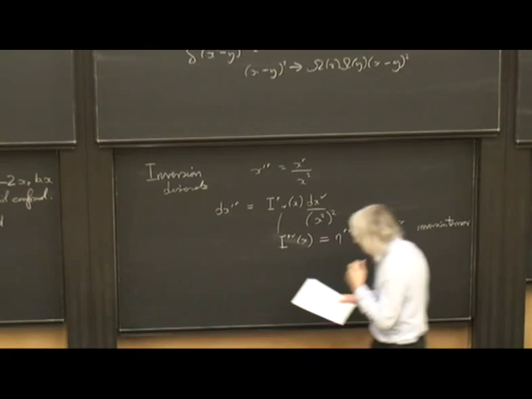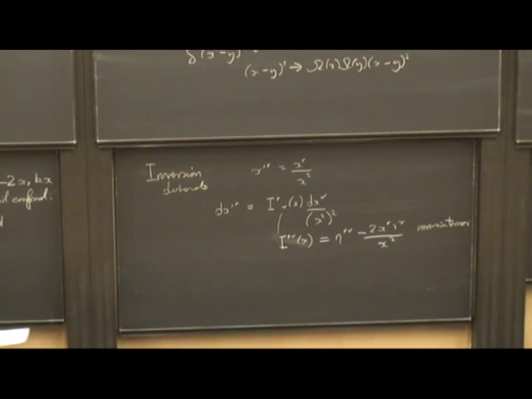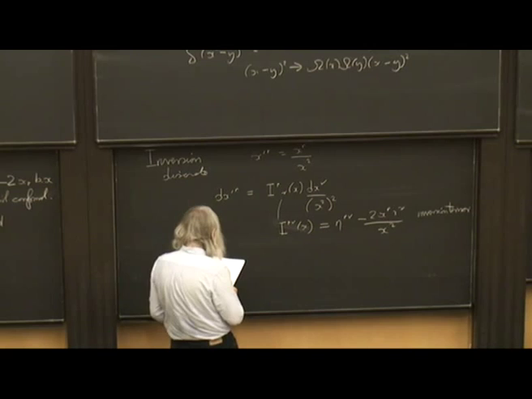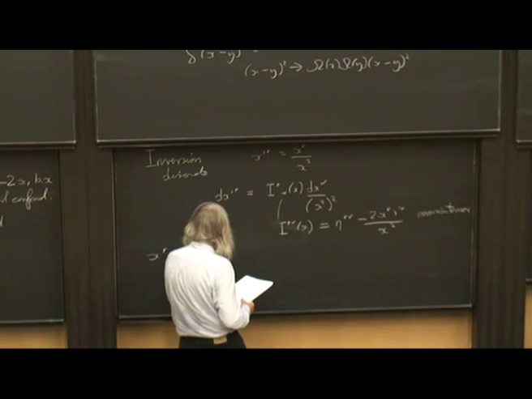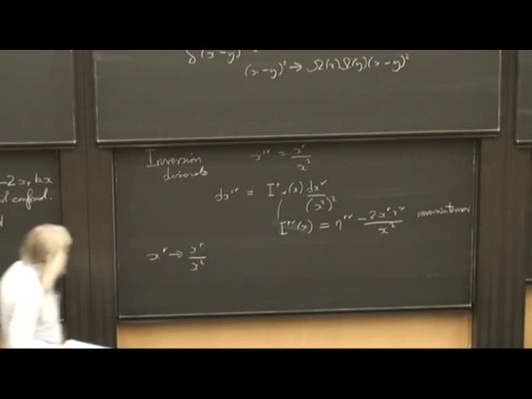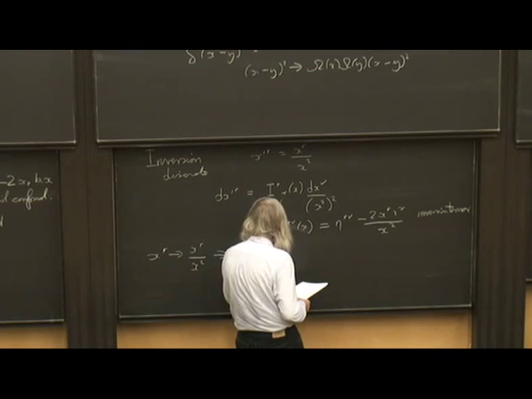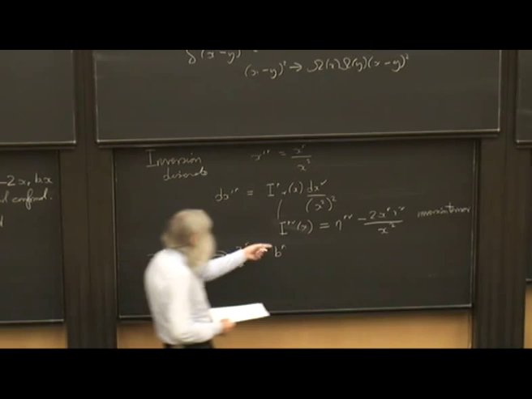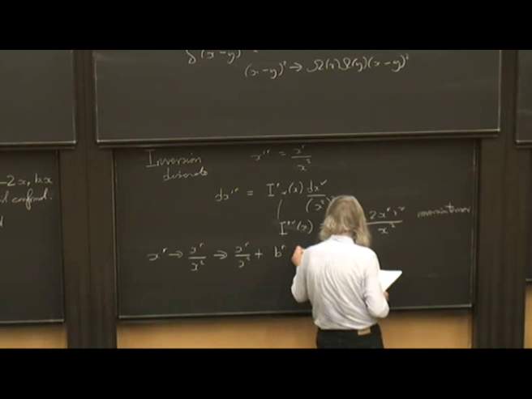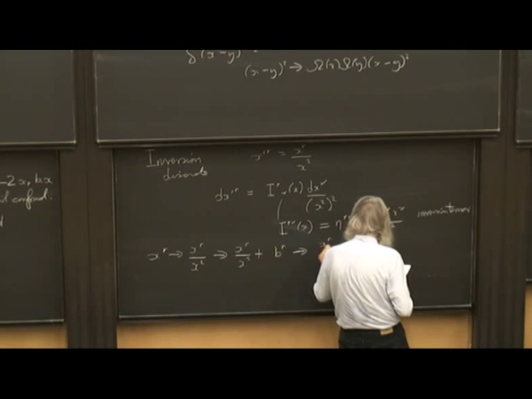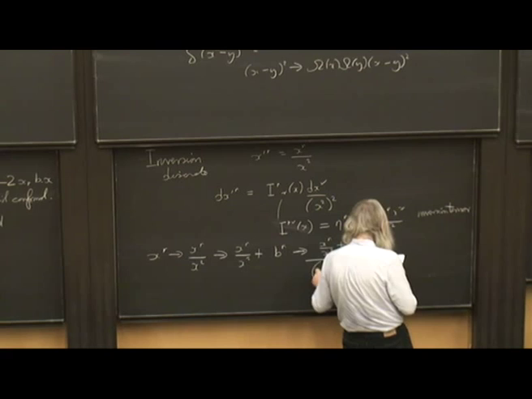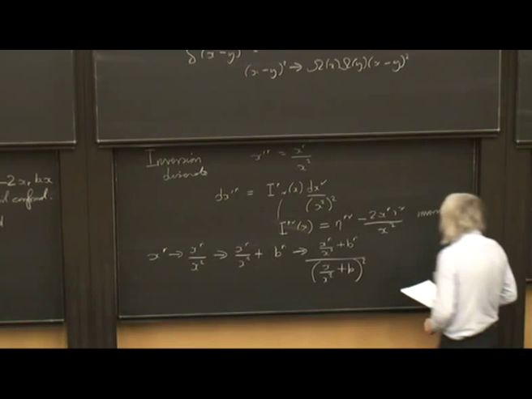Now, one thing one can note, by the way, is that if we consider the following sequence of transformations. Supposing we do an inversion, and then we do a translation. So this is an ordinary translation. Then we do another inversion. So we do two of these inversions with a translation in the middle. And then we simplify this a little bit.